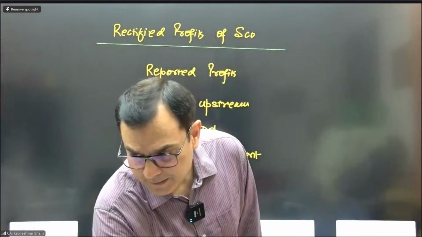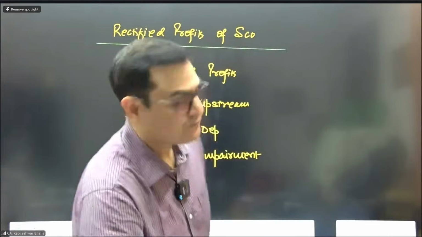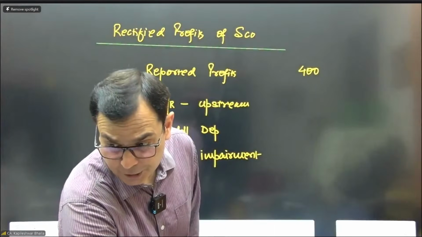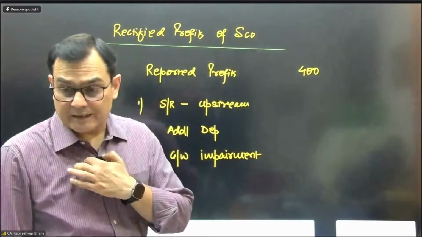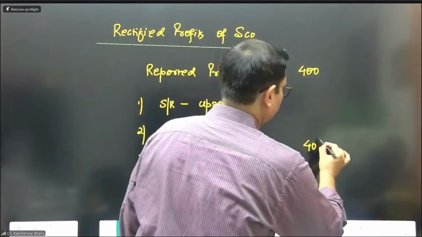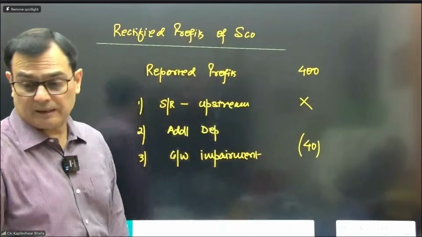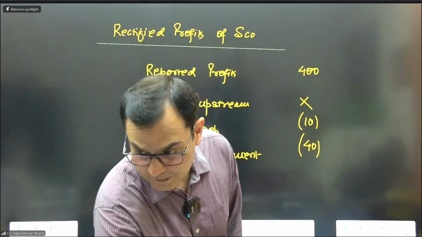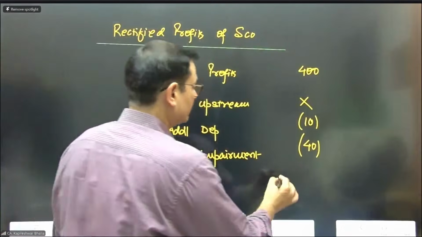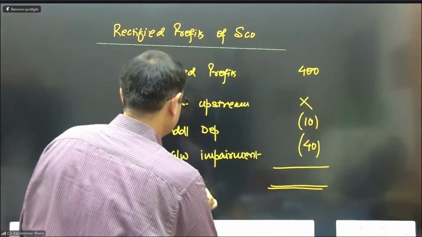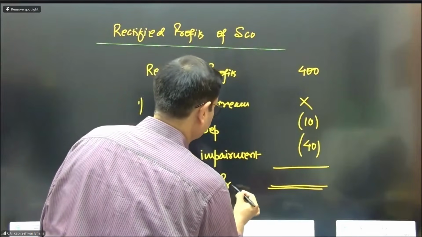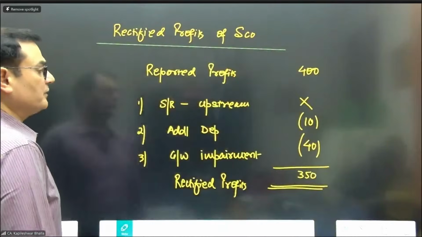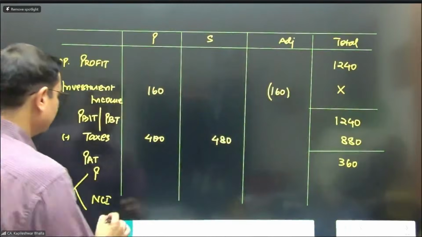Now, if you go back to the question and see the reported profits of the subsidiary, the reported profits of the subsidiary is 400. And if you scrutinize the additional information, I am given the information regarding the impairment, it is 40. So goodwill impairment is 40. Stock reserve, it's downstream and not upstream. And additional depreciation is supposed to be 10. So I think that's it. All the information stands taken care of. So this gives me the rectified profits of the subsidiary in which the NCI will get a share. So this is 350.